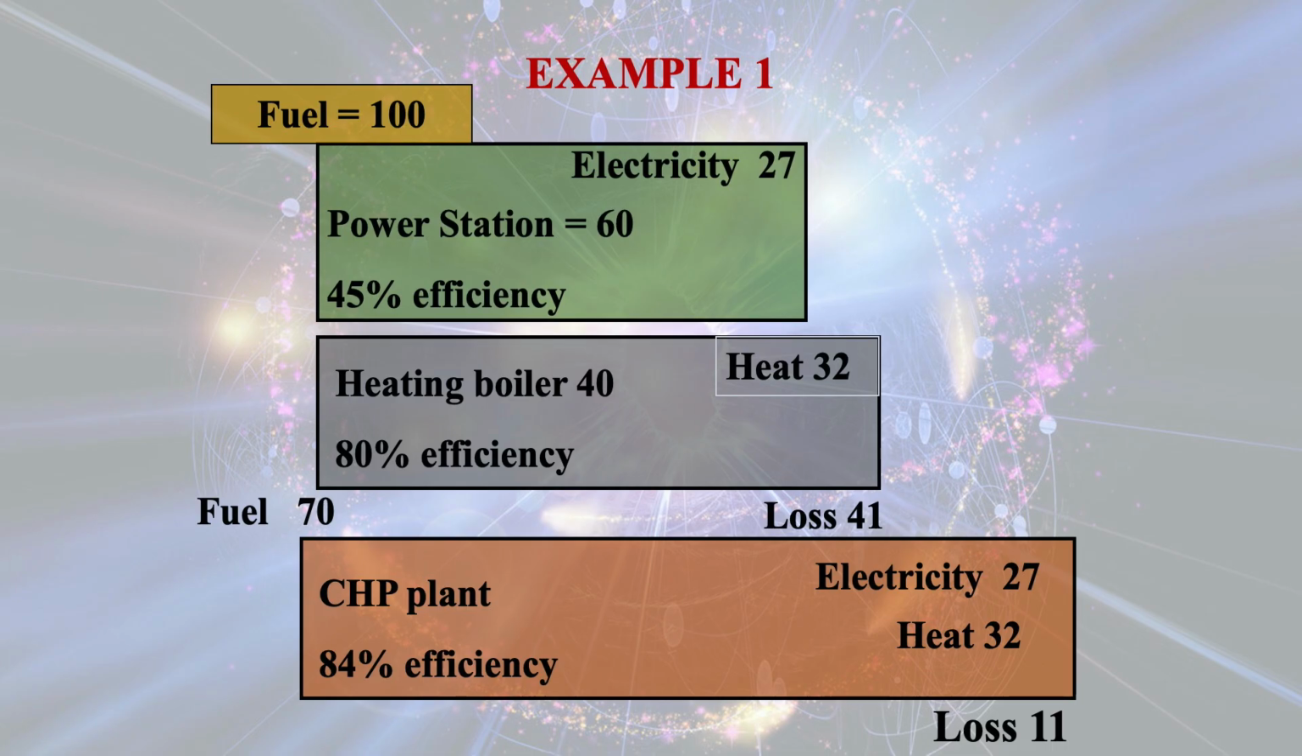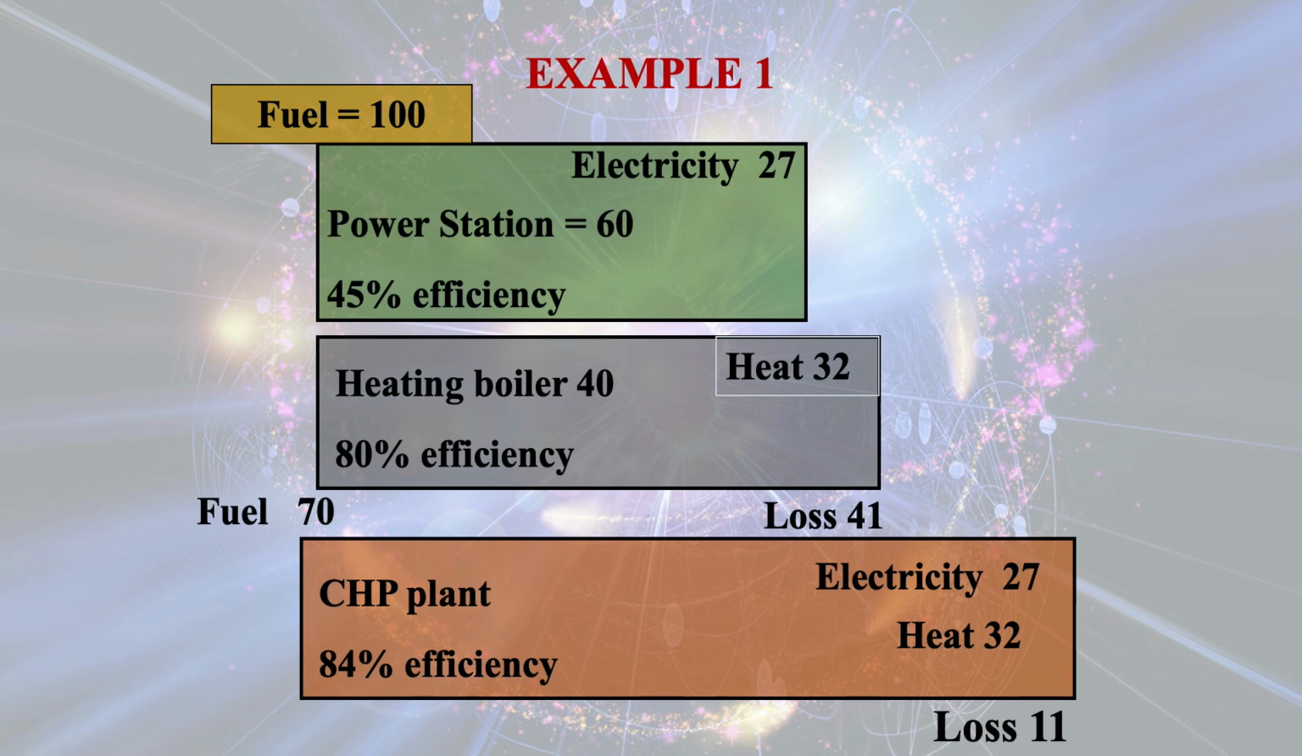Now let us see what is the output for the available energy in fuel, that is 100 unit. For power station, 60 unit is given, so efficiency is 45%, so 60 into 0.45 is equal to 27. So 27 unit of energy we are getting as an output from the power stations.